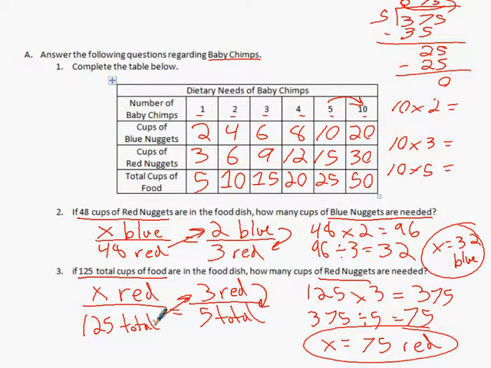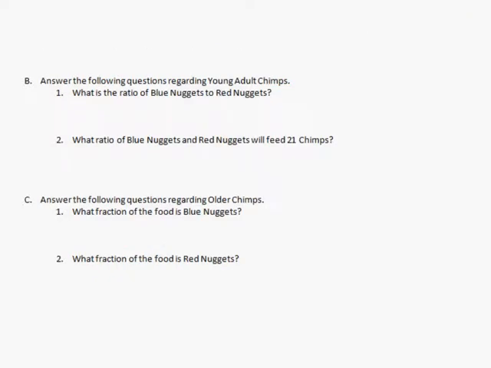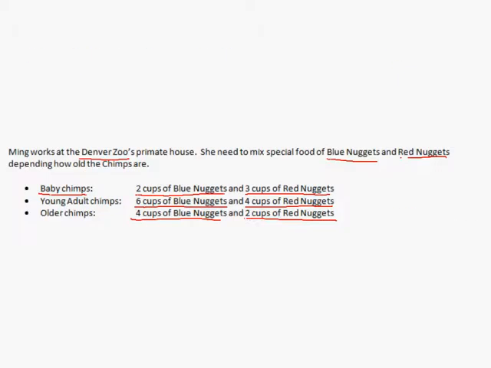So congratulations, all the baby chimps were fed correctly with their correct ratios. Now we need to go ahead and move on to young adult chimps. All the babies grew up to be young adults. So answer the following questions regarding young adult chimps. Question number 1. What is the ratio of blue nuggets to red nuggets? Well, this is just asking us to repeat this information. 6 cups of blue, 4 cups of red.